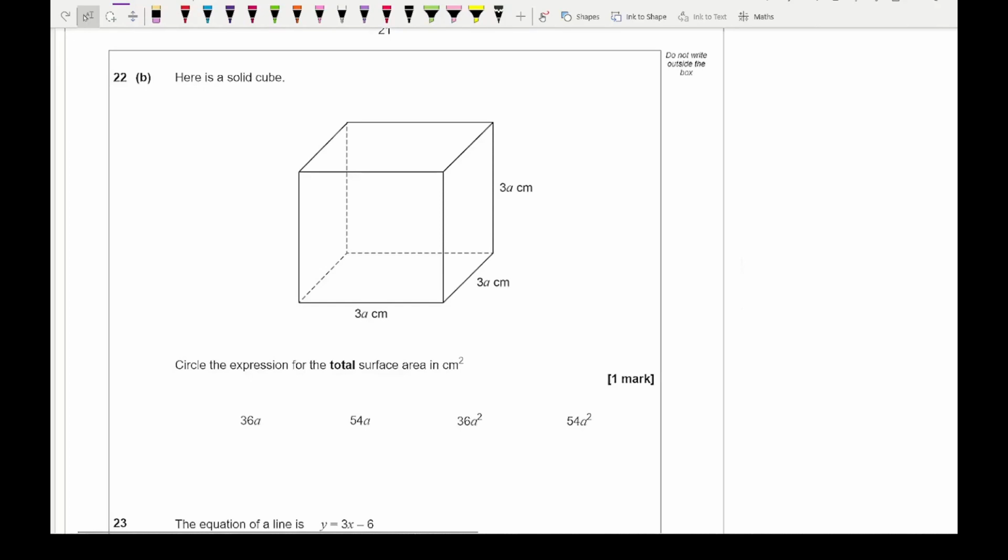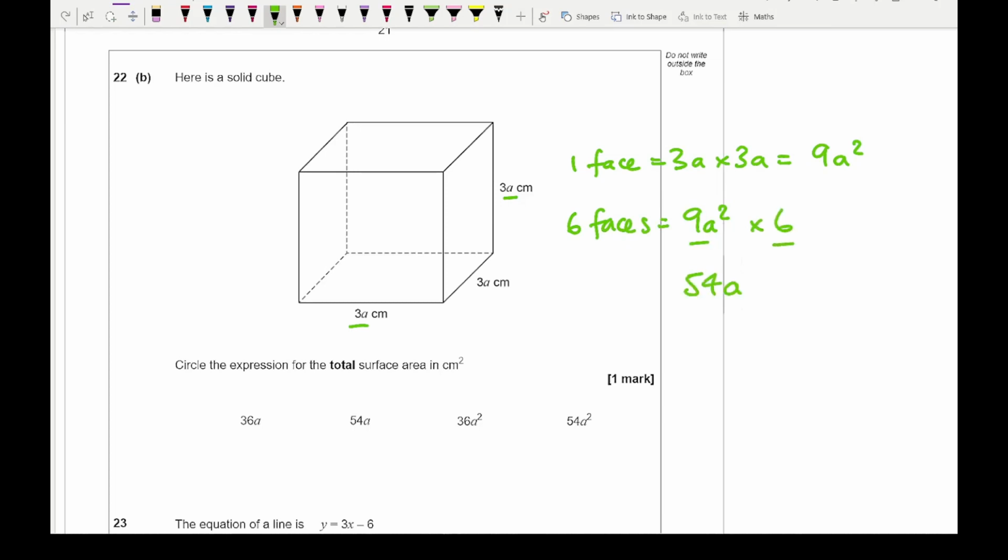Then moving on to question 22b, it says here is a solid cube, circle the expression for the total surface area in centimetres squared. Now the total surface area is the area of all the 6 faces. So here one face is going to be 3a times 3a, which is 9a squared, and then we've got 6 faces, so it's 9a squared times 6. 9 times 6 is 54, so we have 54a squared, so the correct answer is going to be our 4th option.